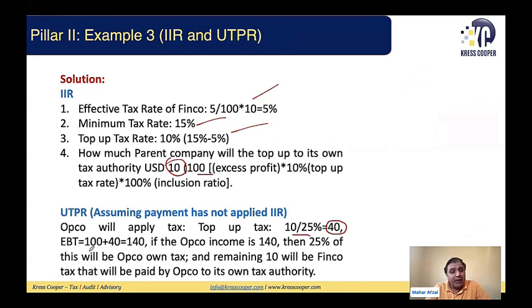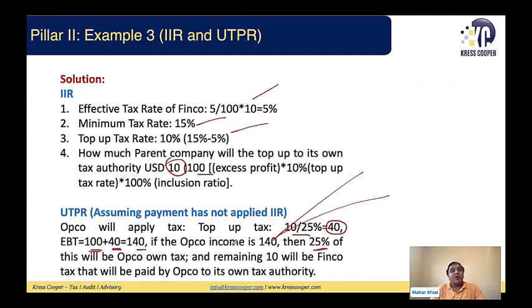So 100 is the interest, 40 is their payment they are making, total is 140. 25% of 140 will be OPCO's own tax, and the remaining 10 will be FinCo tax. So this amount will be withheld while making payment.